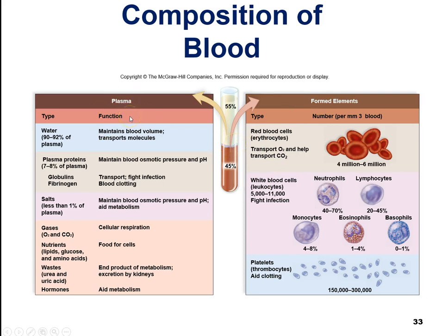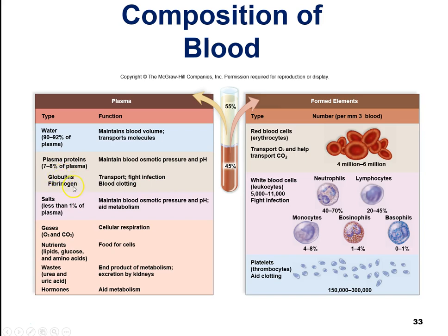If you talk about the makeup of plasma itself, it's mostly water: 90–92% of plasma is water. This helps maintain the blood volume and transports molecules. There are also many plasma proteins, which help to maintain osmotic pressure and pH. When we talk about osmotic pressure, we're talking about ion concentration and the concentration of water versus ion concentration.